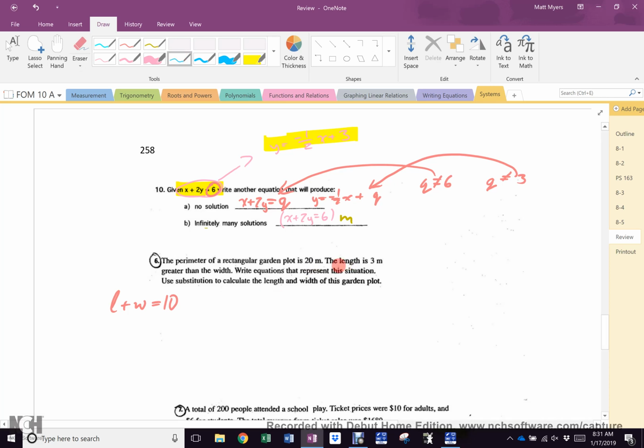Now, the length is 3 meters greater than the width. Let's put that into math. Length is 3 meters greater than the width. So is it bigger or smaller than the width? Bigger. So it is the width plus 3. Right? Now, what am I set up for right now? I'm set up for which? Substitution or elimination?